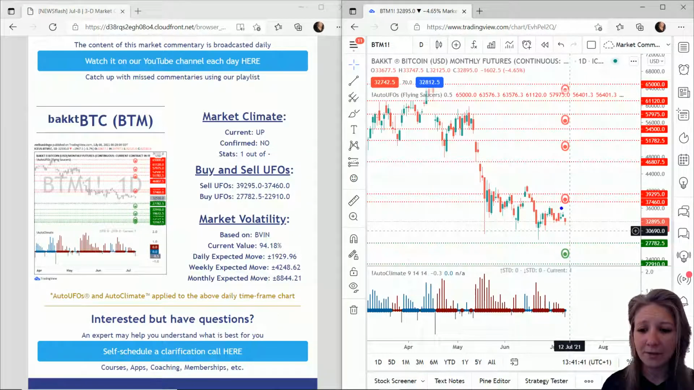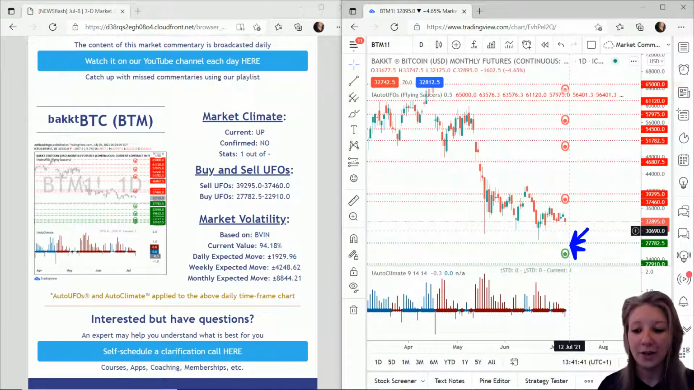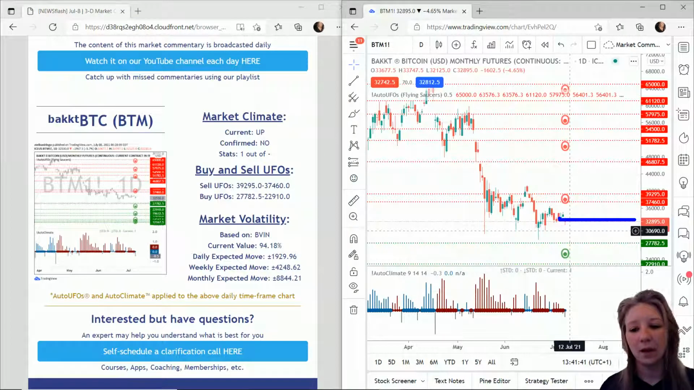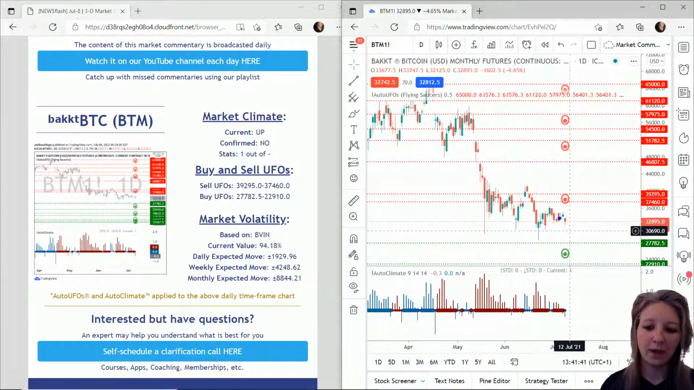We do have sell orders here at 39,295 to 37,460. And we have buy orders here at 27,782.5 to 22,910. So we're kind of in between them at the moment. Unconfirmed climate and not close enough really to either stack of buy or sell orders to see it really do much today. So again, you change time frame or change market.